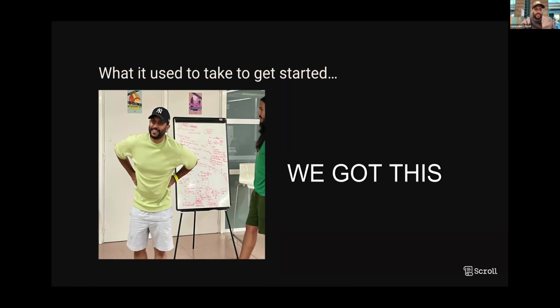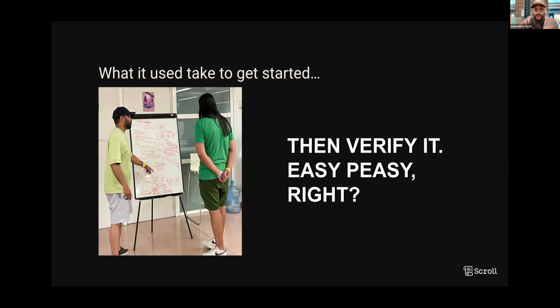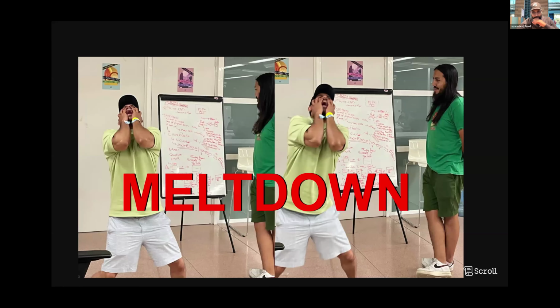So I'm going to tell you a story first. Ahmed will laugh. You might recognize this. Once upon a time, me and Ahmed, we were in Barcelona. And, you know, I thought, let's build a ZK voting app. Cool. We started. We spoke about the flow. You know, user logs in. We generate a proof. You know, then we verify the proof. Easy peasy, right? Ahmed, not really. And that's where my meltdown started.